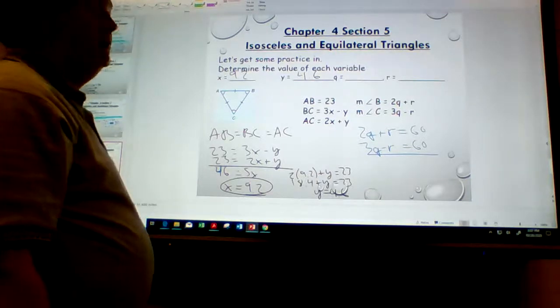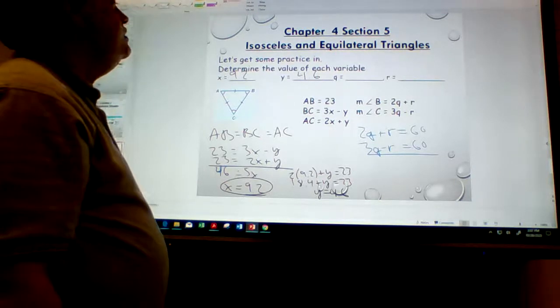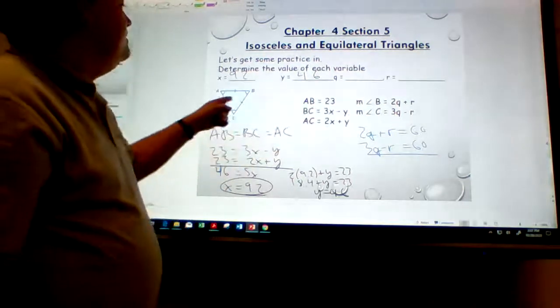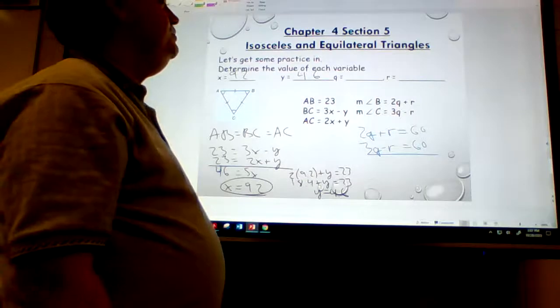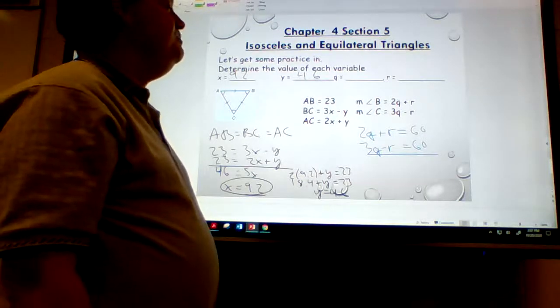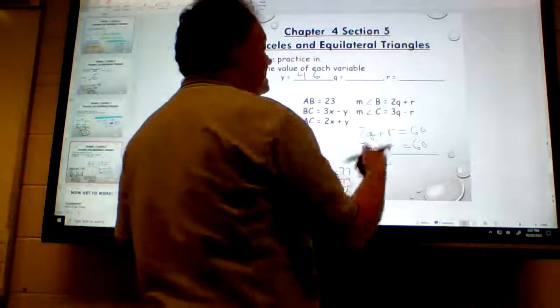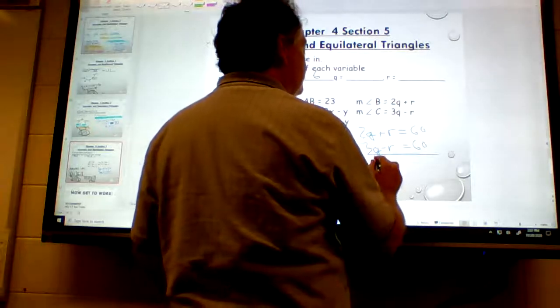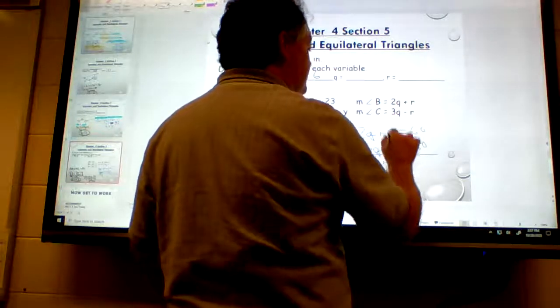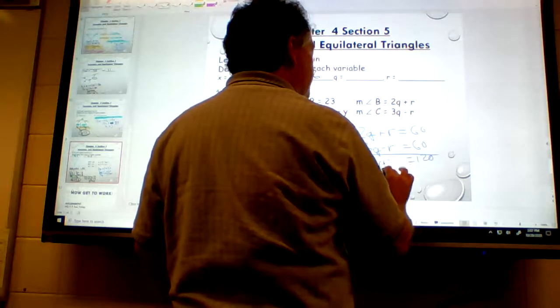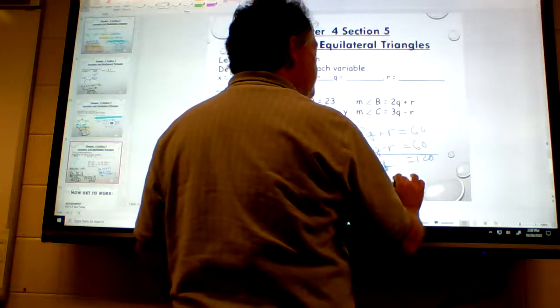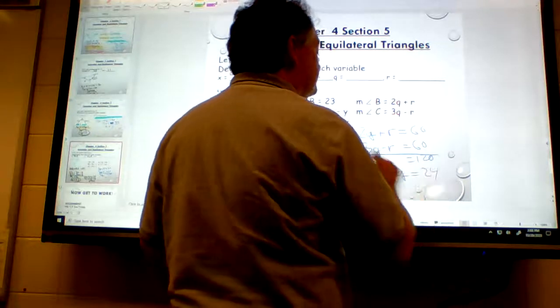Okay, now, for this last one, we know that all three angles are equal, and their measurements are 60. So I set them equal. I said 2q plus r equals 60 and 3q minus r equals 60. So I do the exact same thing. This time I got 5q, because the r's cancel when I add them, equals 120. So when I do that, q ends up equaling 24.